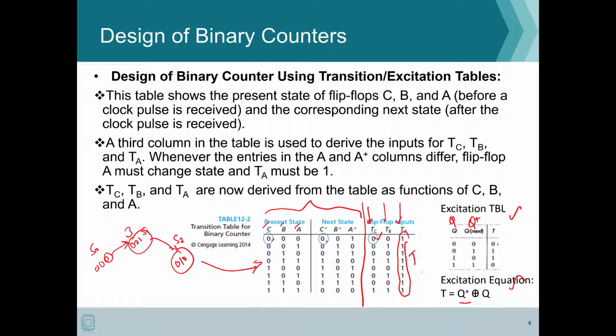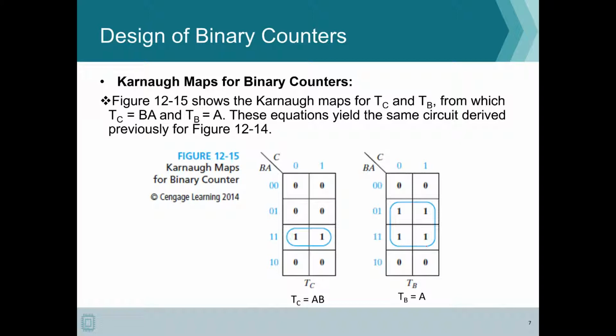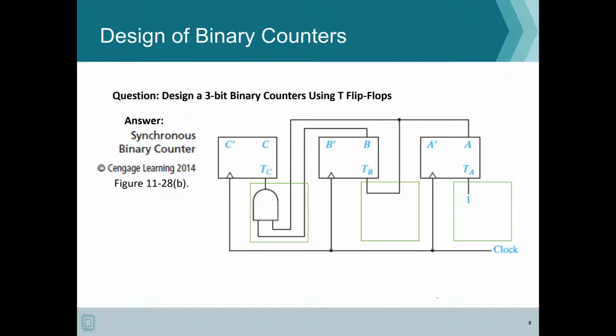So therefore, it's straightforward. TA is nothing but 1. Now for TC, you can see that we are solving that using a K-map, and we see that the equation is AB. And similarly for TB, our equation is simply A. So when we actually construct it, for TC, this is A dot B. Here, this was simply A. So we actually connect it.